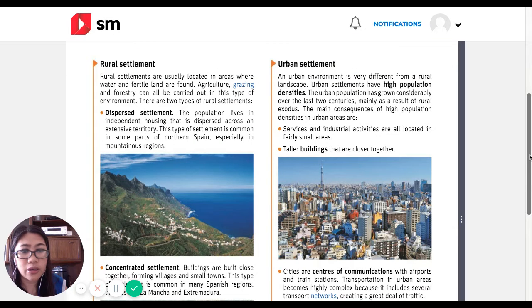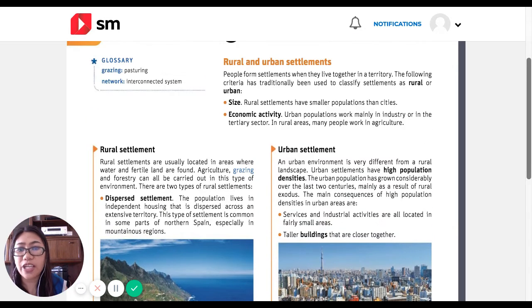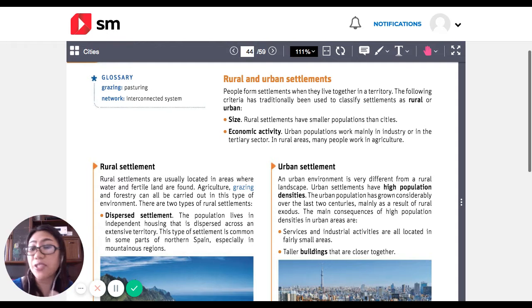So we have the definition of types of settlements, okay? Rural and urban settlements. So there are two types of settlements. We have the rural and we have the urban, okay? People form settlements when they live together in a territory. So those people who gathered together within a space or a given territory are forming a settlement.